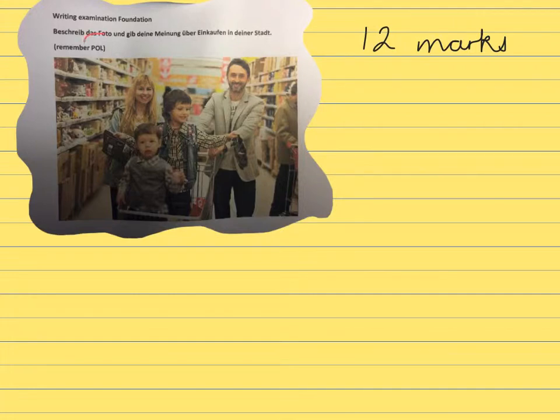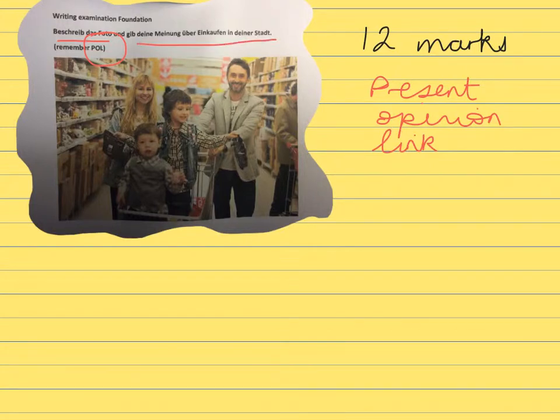Now it is basic writing, you don't need to be too adventurous here, and on the top left here you can see there is a picture and it just says remember poll, and that is because you must use the present tense. You must give an opinion on what they ask you to give an opinion on, and finally you must use link words. Okay, this photo says beschreib das Foto und gib deine Meinung über Einkaufen in der Stadt.